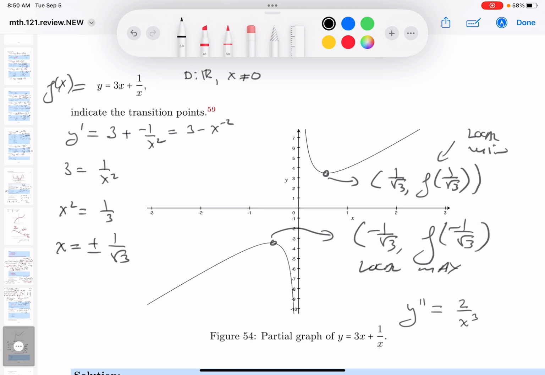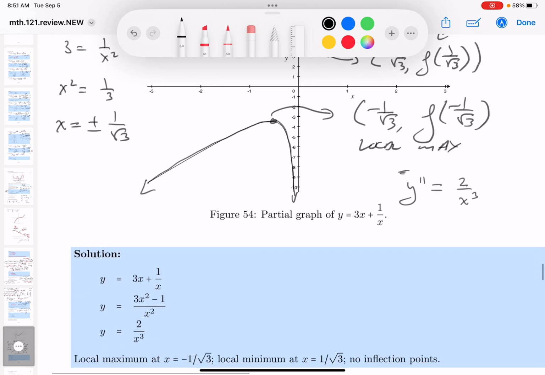However, looking at the picture, I do know it's concave up here. And I do know it's concave down over here. And again, you can do sign analysis if you want to see that. All right, let's take a look at it. There is no point of inflection. Let me just see how we did.